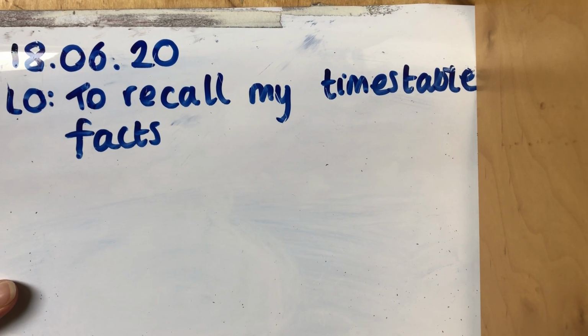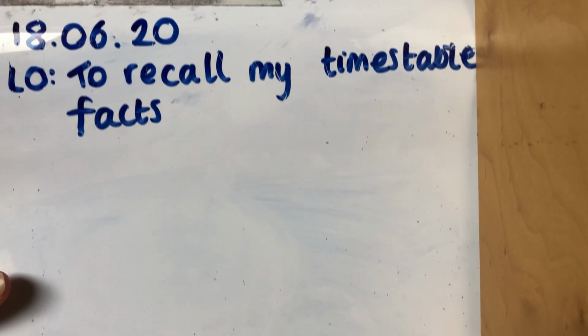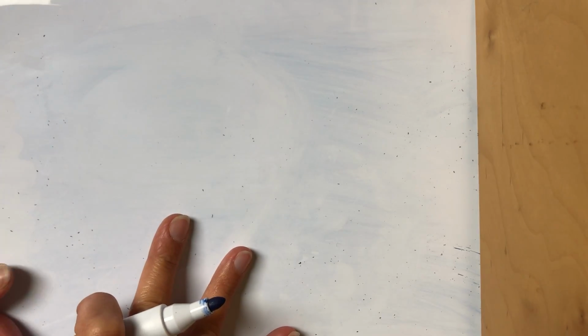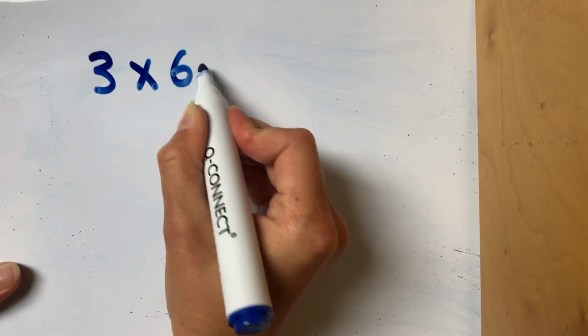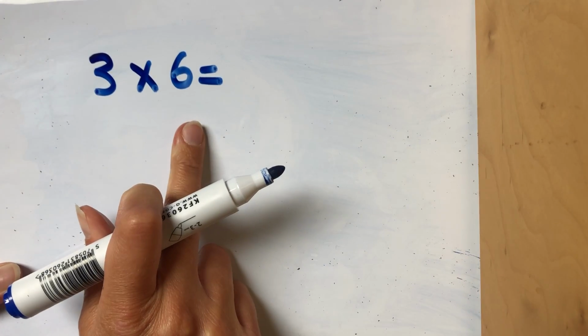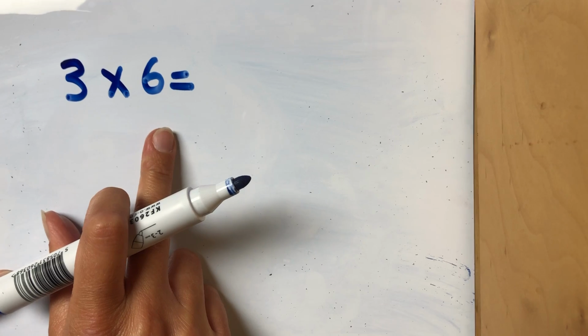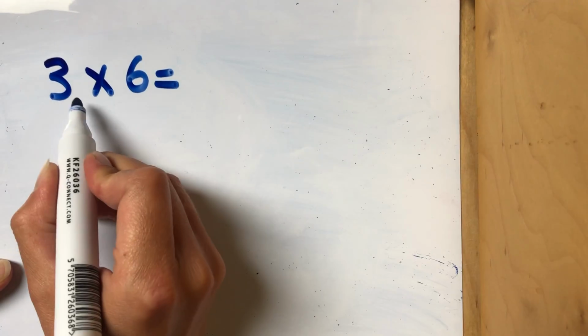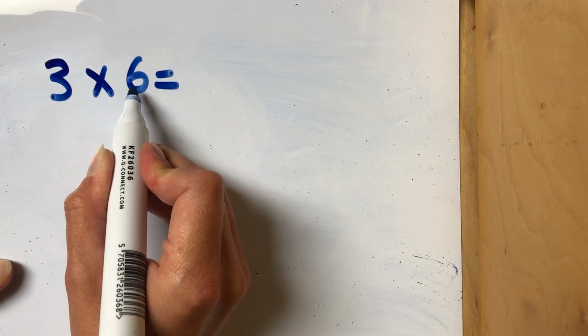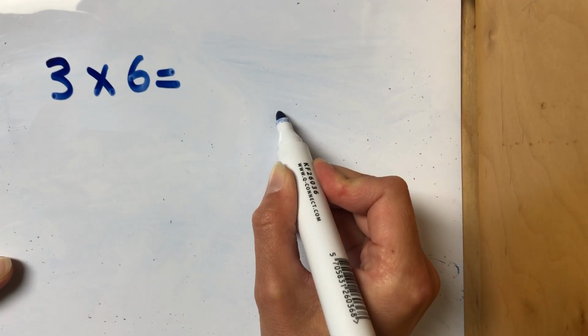Today is to recall your times table facts. So let's start with a multiplication. 3 times by 6. Now you can either use your times table facts to work this out, or if it is helpful, you can draw an array. So I'm going to draw 3 rows of 6 to help me calculate this multiplication.